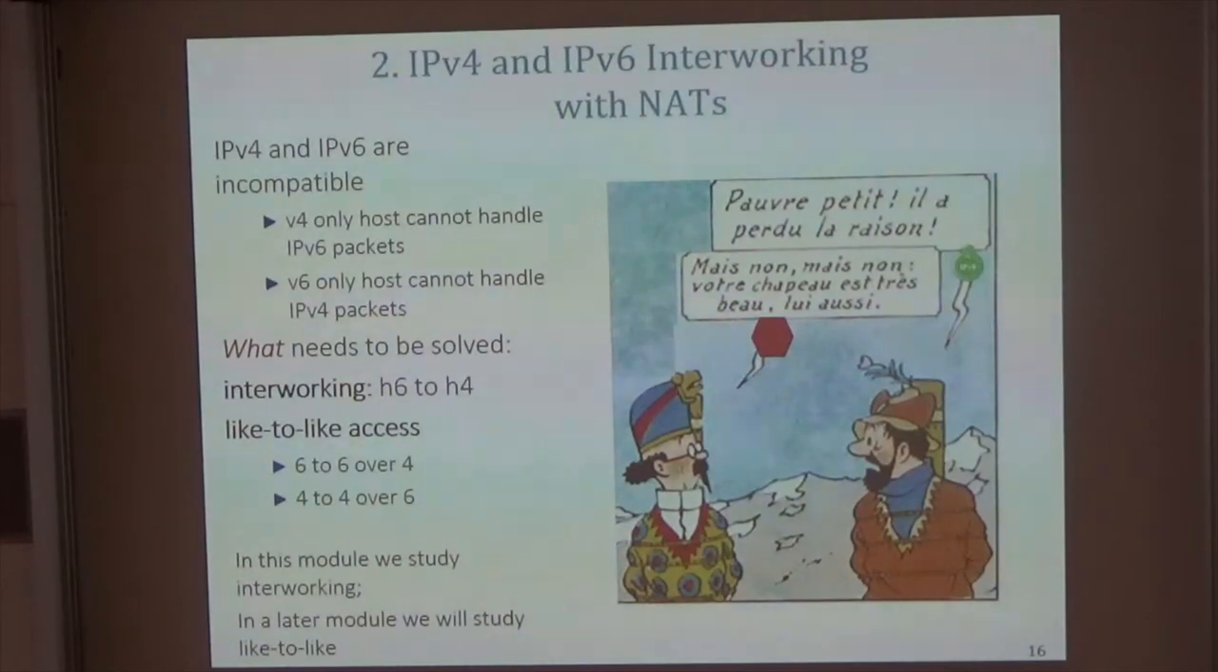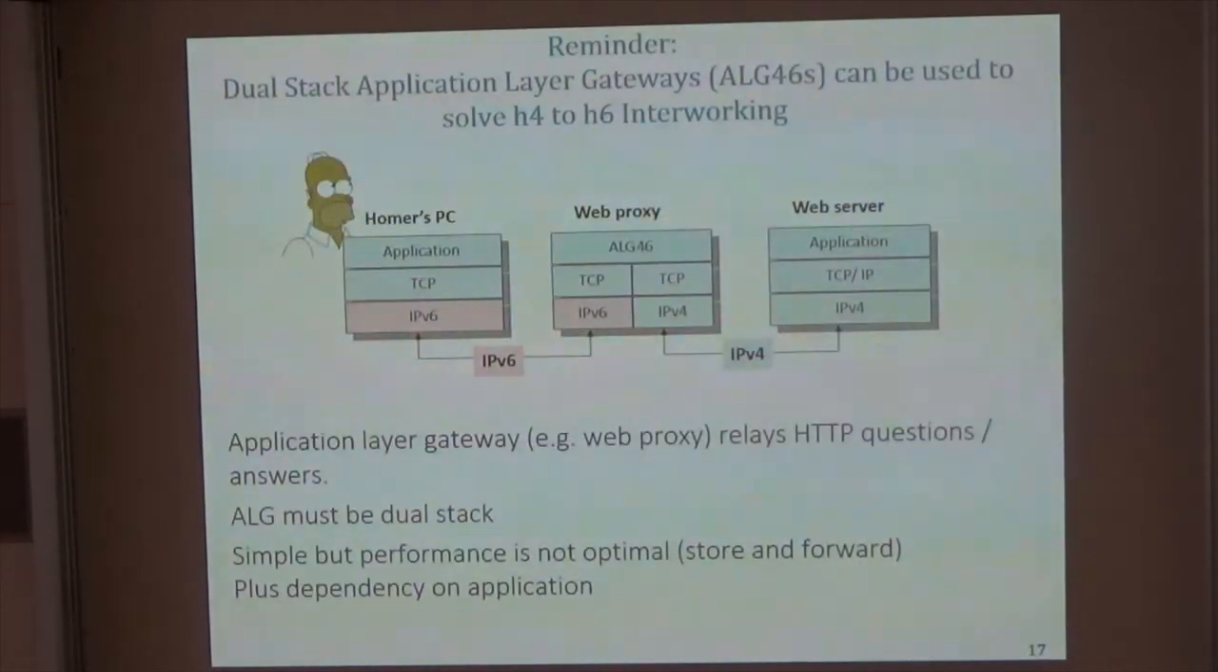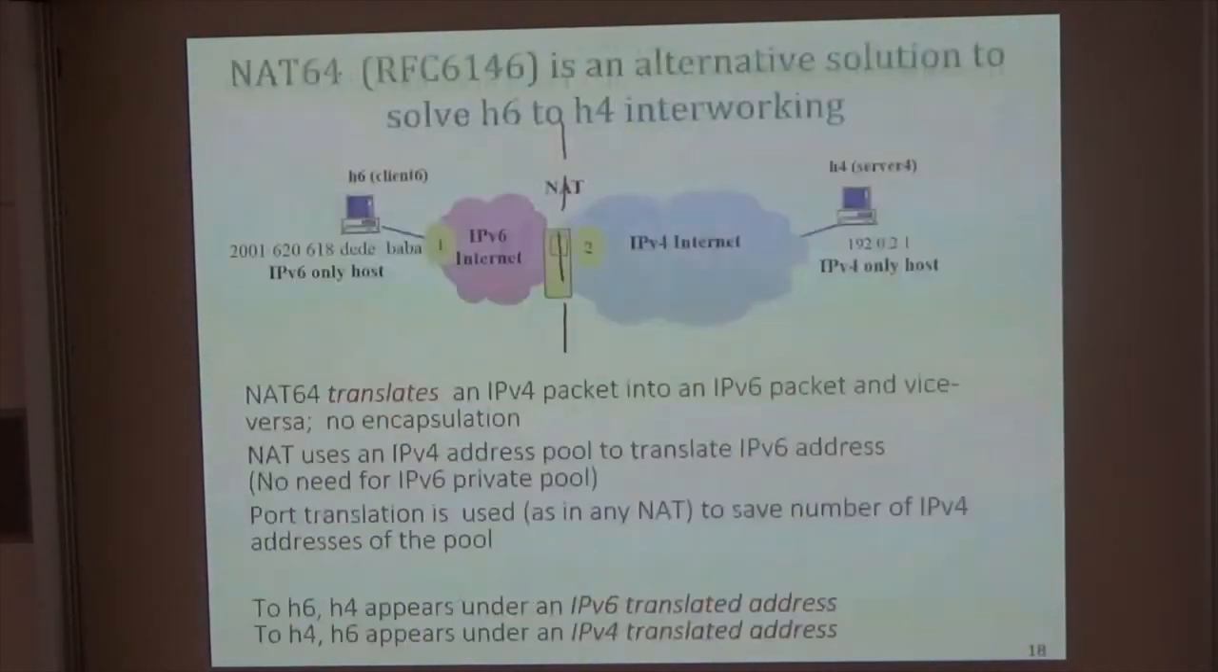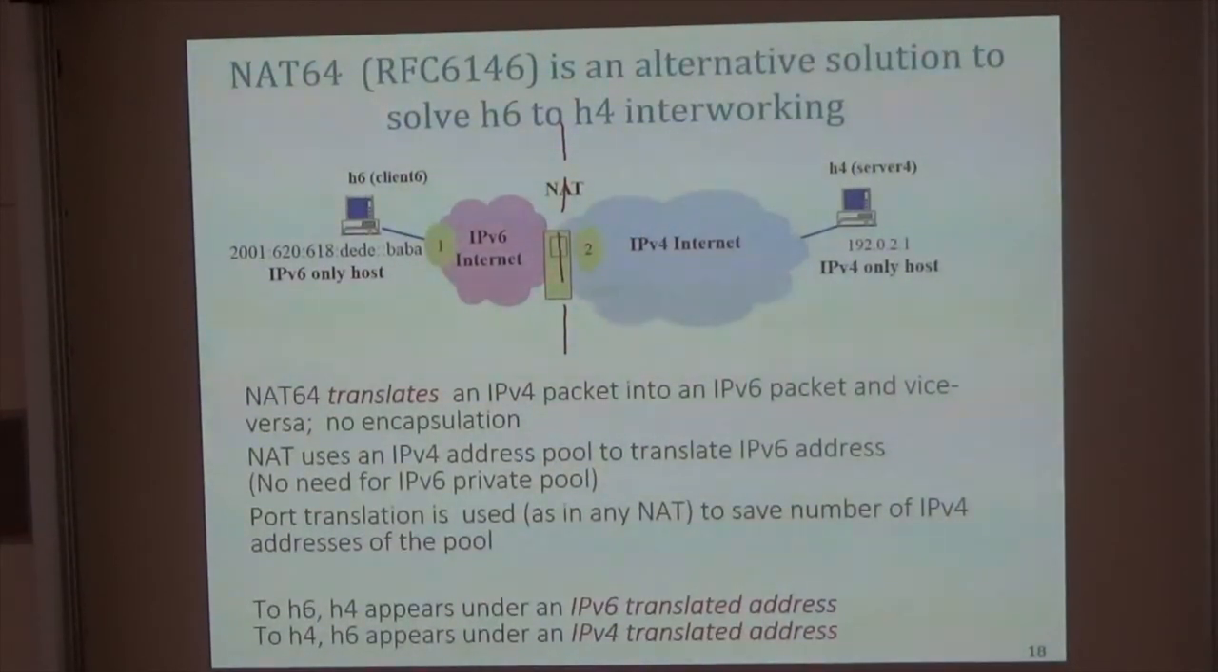Second topic, IPv4 and IPv6 revisited. We've seen that there is this interworking problem, and we continue discussing interworking, but now with another solution. We've seen the first solution is application layer gateway. Another solution is NAT. After all, what is a NAT doing?